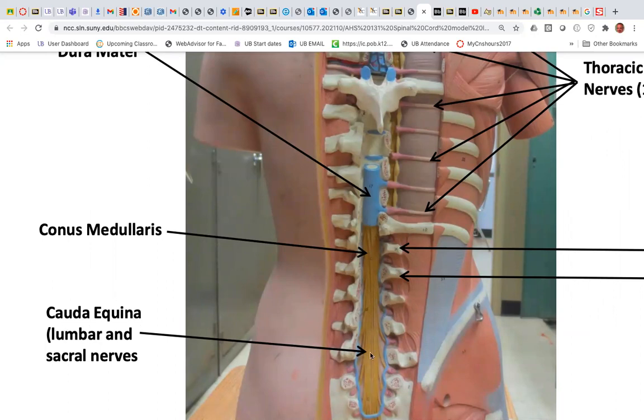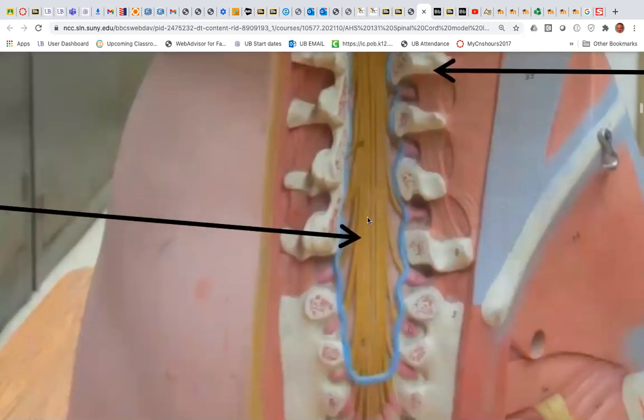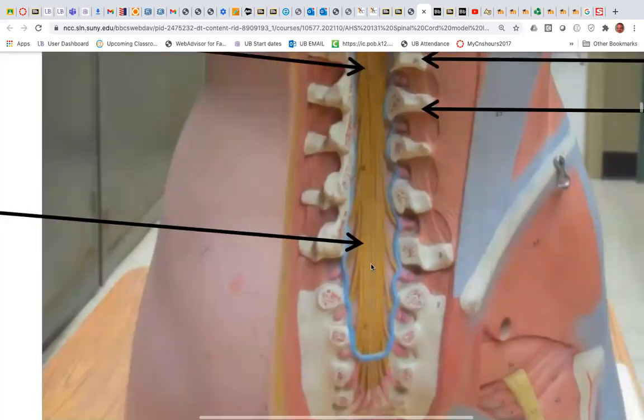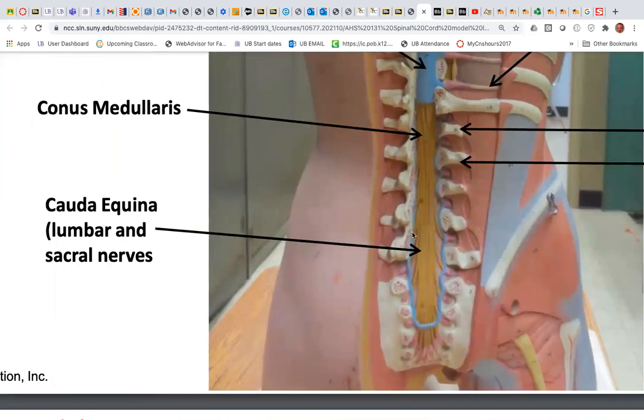Cauda equina refers to horse's tail. And if we look at that, it does look like the tail of a horse. It is neurological tissue. It's just spinal nerves. So they are lumbar and sacral nerves. It's not spinal cord, but it is referred to as the cauda equina, horse's tail.